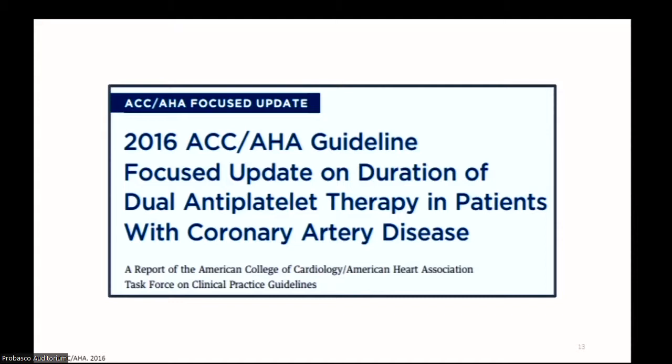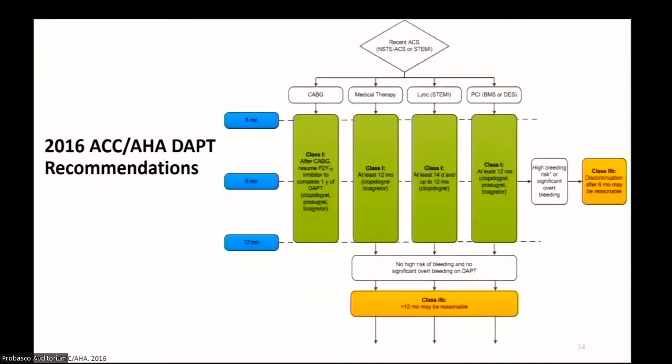And so that brings us to the 2016 ACC/AHA guideline focus update on the duration of DAPT in patients with CAD. So these guidelines lean toward the recommendation of 1 year of DAPT therapy when a patient is post-ACS event with stent placement. They do have a class 2B recommendation of discontinuing therapy after 6 months if the patient is a high bleed risk, or continuation for longer than 12 months if the patient is at no significant overt risk of bleeding. And that's for patients with a recent ACS event.